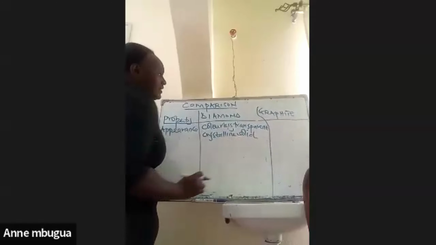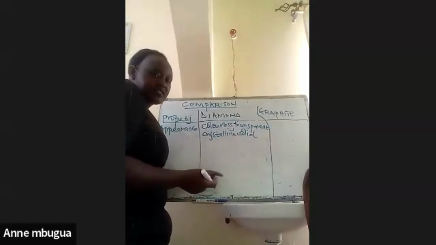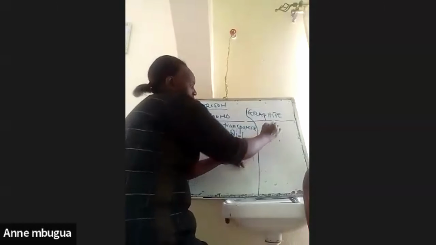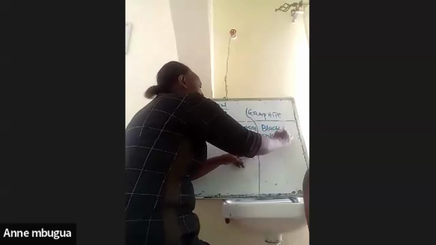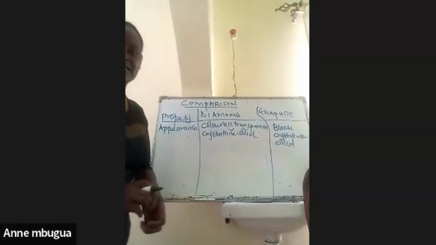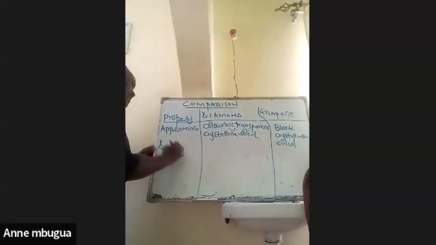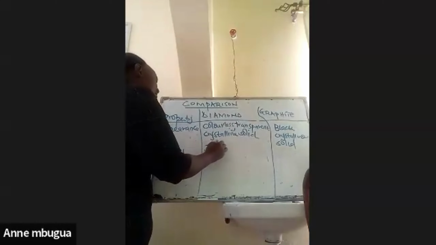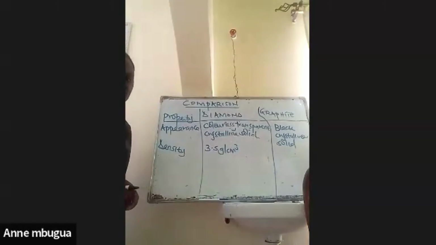For graphite, we see it's black, opaque, a crystalline solid that has a metallic structure. The next property that we have highlighted is density, and we've seen that the density of diamond is relatively high. We've seen why.